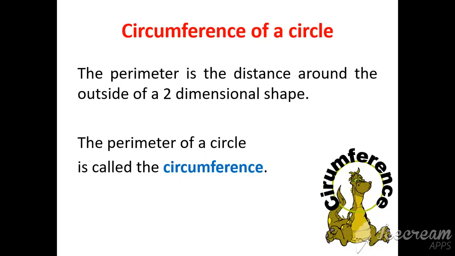Now we know the perimeter is the distance around the outside of a two-dimensional shape. We spoke about that in the last video. We're talking about the perimeter of a circle, and the perimeter of a circle has a special name called the circumference. So when I talk about the circumference of a circle, you just need to know that means perimeter, the distance around the outside of the circle.